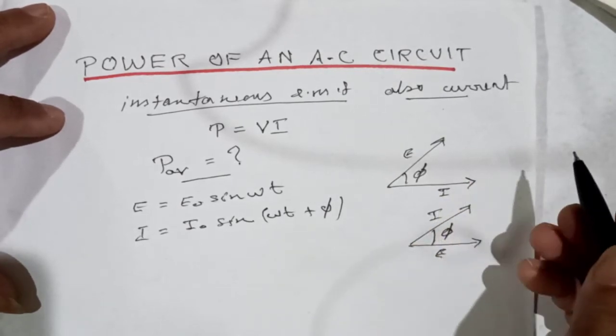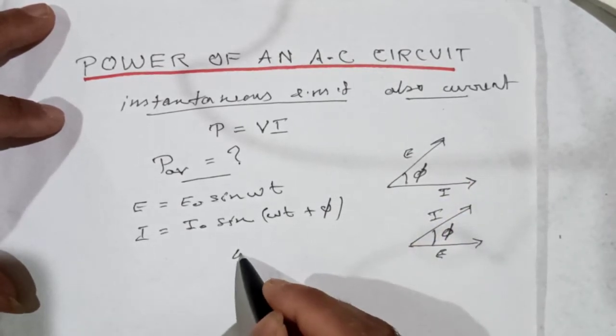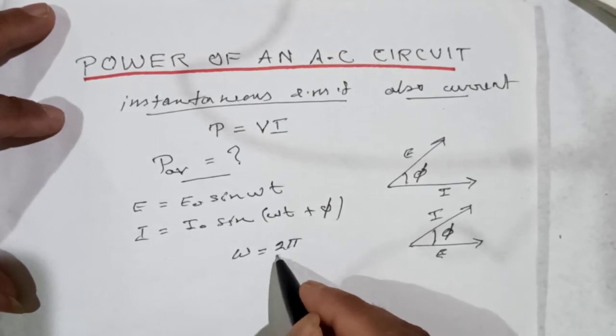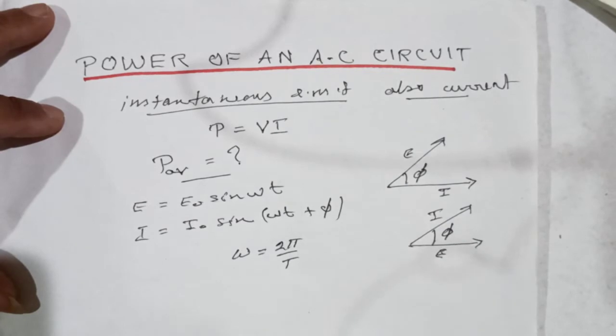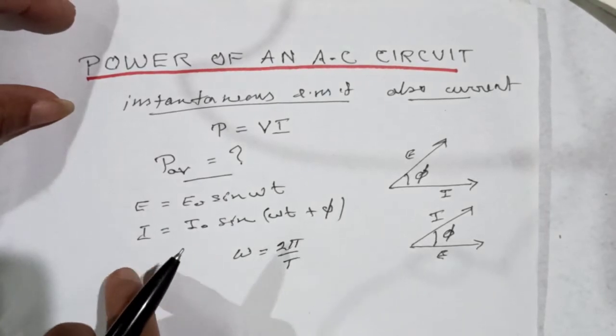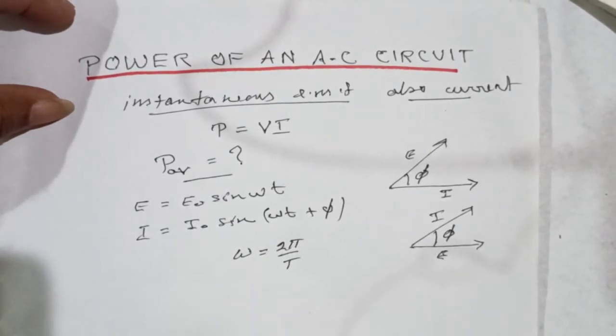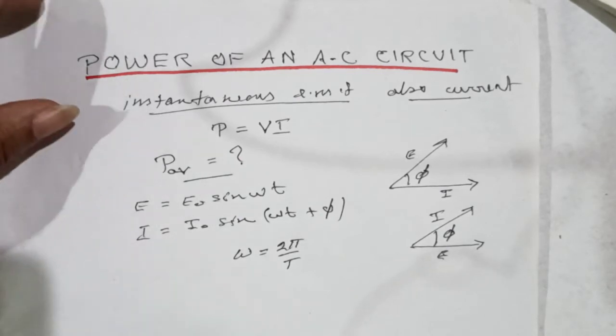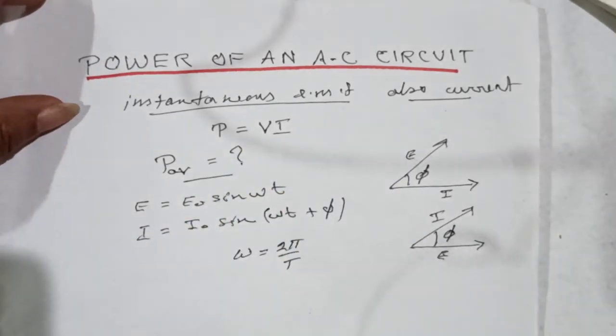Where omega, the angular frequency, is 2 pi by T. We already know this, so you have to remember it. We are going to find the work done by integrating a small amount of work done by the electrical energy in this alternating current circuit.